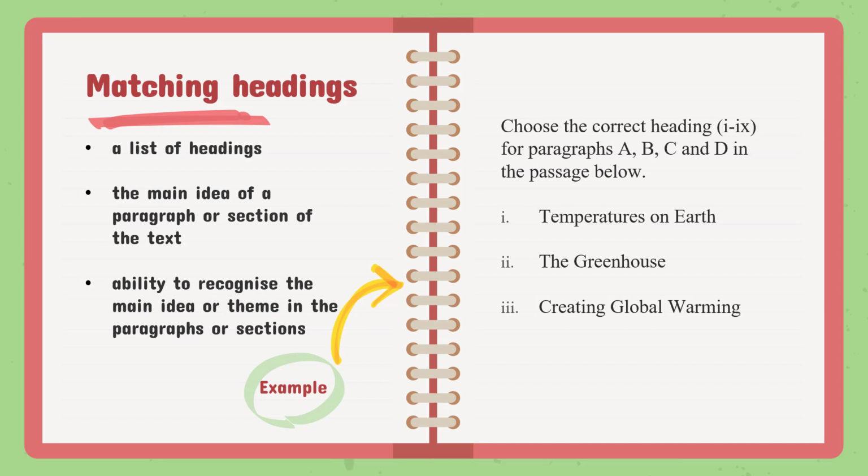So you'll be given a list of headings instead of a list of information and ideas. The main idea of a paragraph or section of the text is actually what you're gonna see, and you'll be given several more choices. Actually, if you have 8 paragraphs, you will have 10 choices, for example, or 11 choices. If you have 5 paragraphs, you will have about 8 or 9 choices. You will have more choices than answers, and this is gonna throw you off the course.